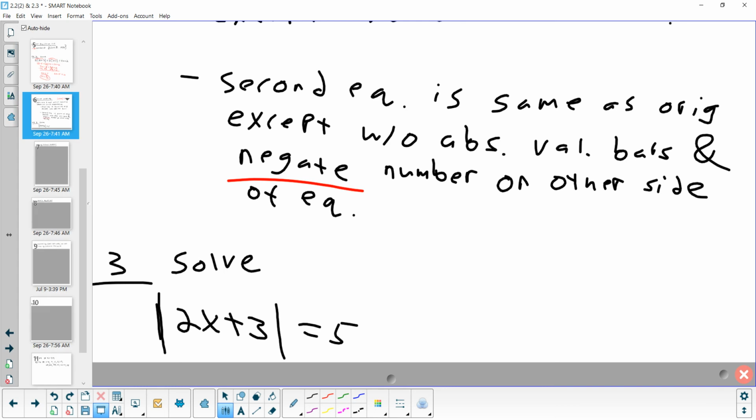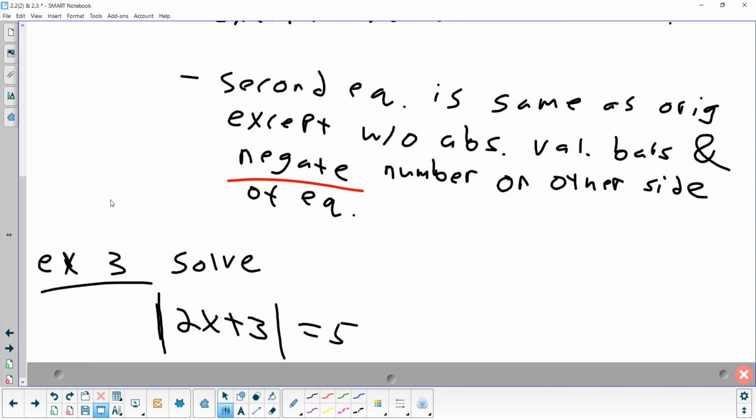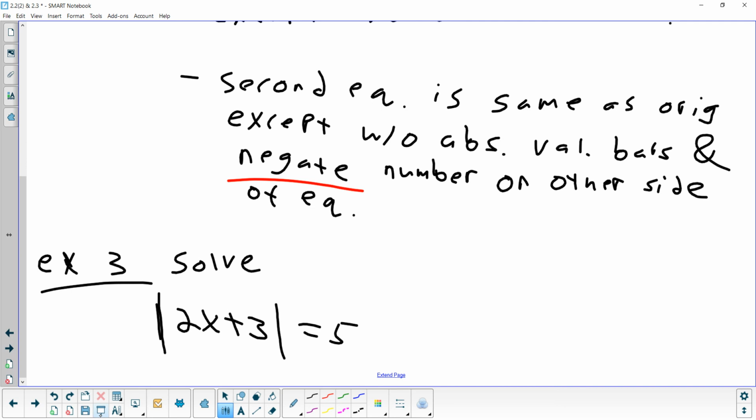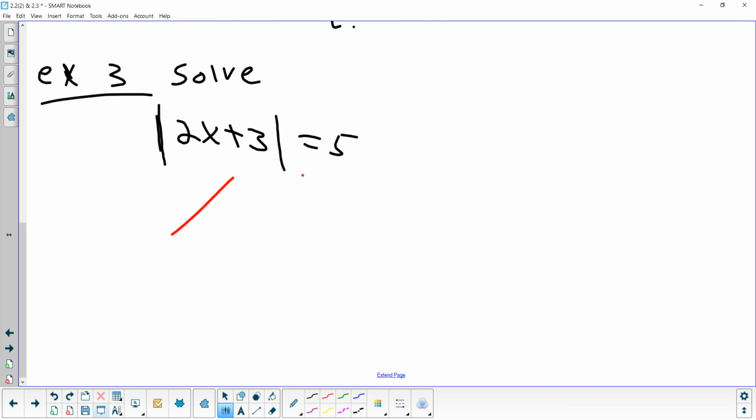So let's see if we can solve this one. So first question we want to ask is, is the absolute value by itself? What do we think here? Is it by itself, Ashley? Yeah, the absolute value is by itself. There's nothing on the outside of the bars. So let's split it into two problems.